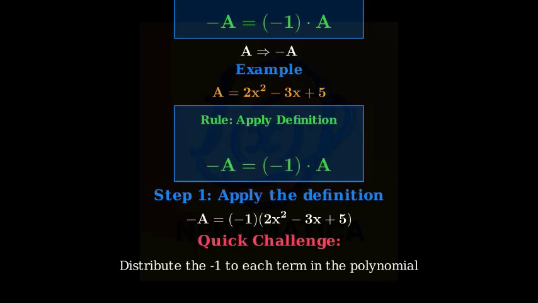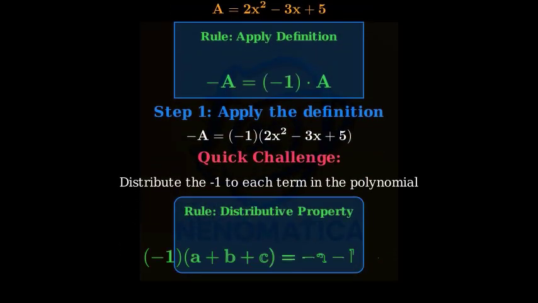Step 2. Now let's distribute the -1 across all terms in the polynomial. When we multiply each term by -1, we change the sign of each term. So 2x squared becomes -2x squared. -3x becomes +3x. And +5 becomes -5. So our result is negative a equals -2x squared plus 3x minus 5.